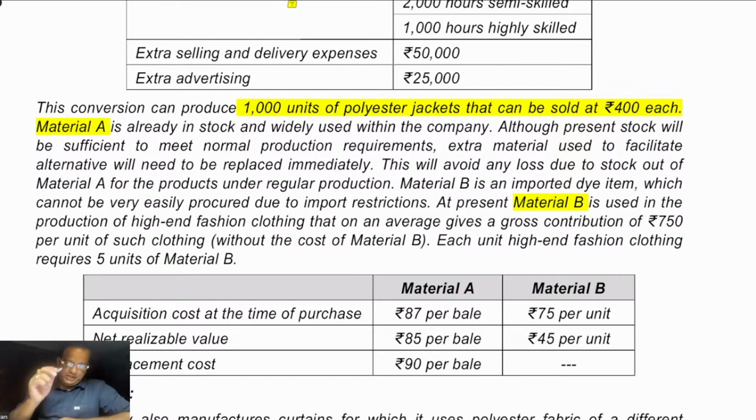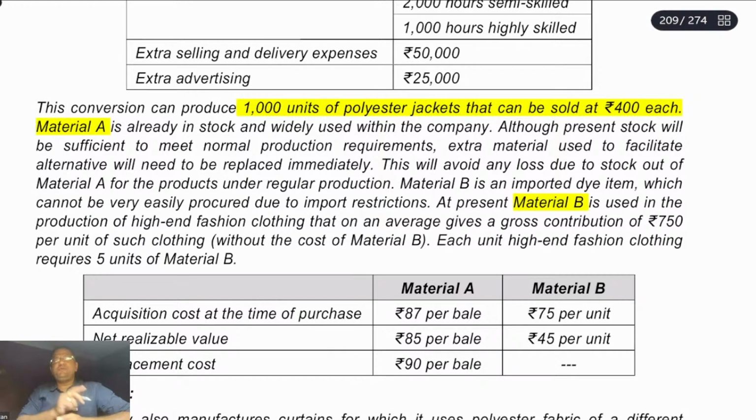Okay, beta. Chalo, dekhiye now. So it will be a relevant revenue undoubtedly, because if we opt for alternate number 2, then only 1000 units can be produced and they will be sold at a price of rupees 400 each. So this will be the relevant revenue undoubtedly.